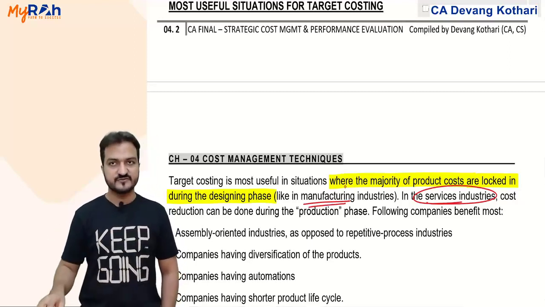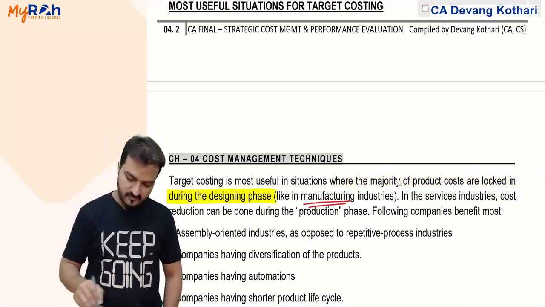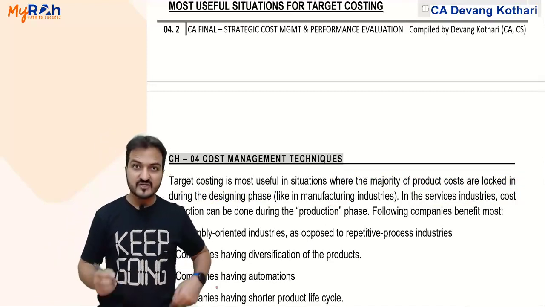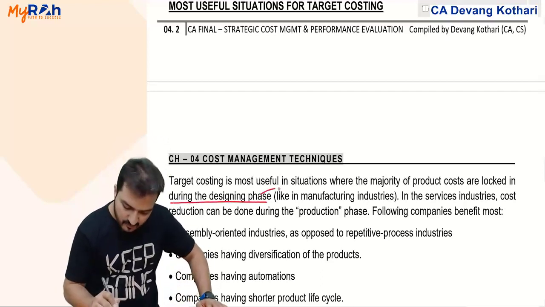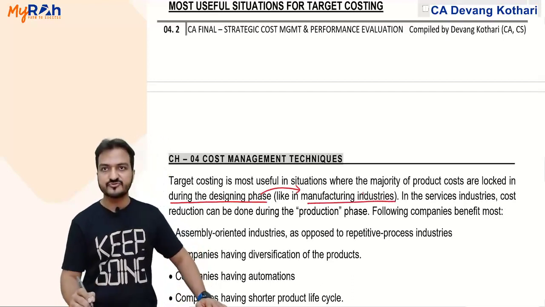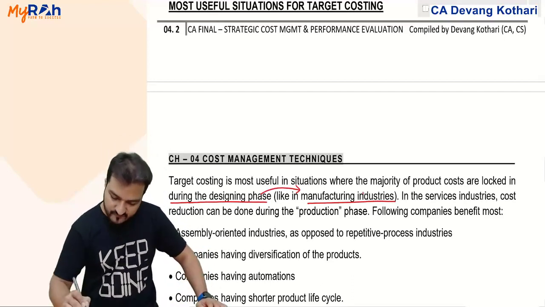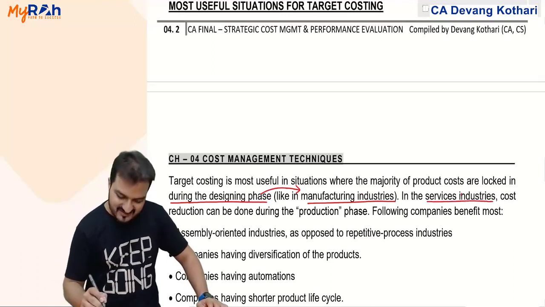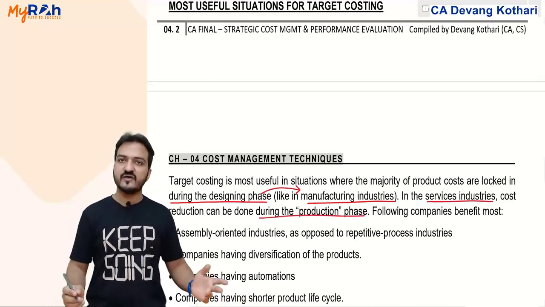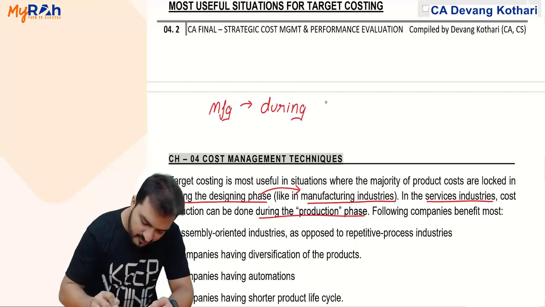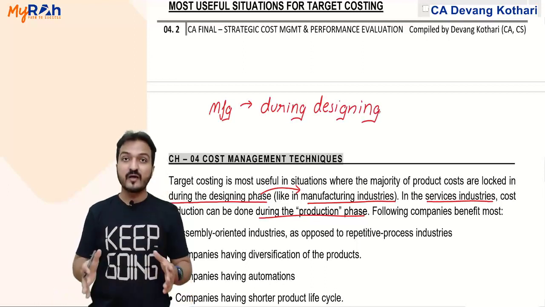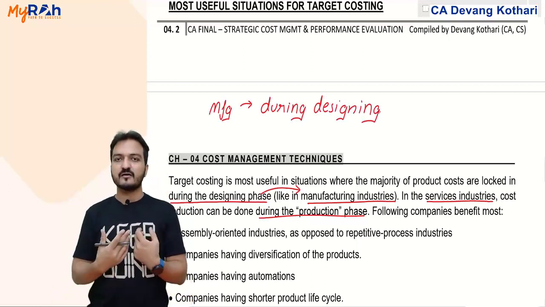That is why you see the difference here: in the case of manufacturing industry, target costing is implemented in the designing phase. Let me put it like this. Target costing is implemented during the design phase when we talk about manufacturing industries. But in the case of service industries, target costing is implemented during the production phase. For manufacturing industries, target costing is done during the designing phase. Why? Because during designing itself your costs are decided.